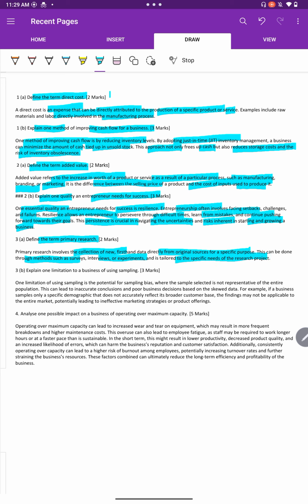Third question is explain one limitation of a business using sampling. So one limitation of using sampling is the potential for sampling bias, where the sample selected is not representative of the entire population, and this can lead to inaccurate conclusions and poor business decisions based on skewed data. For example, if a business samples only a specific demographic that does not accurately reflect its broader customer base, findings may not be applicable to the entire market, potentially leading to ineffective marketing strategy or product offerings.